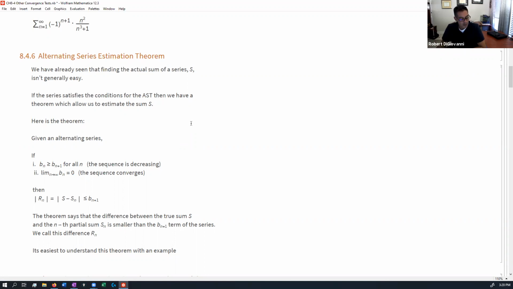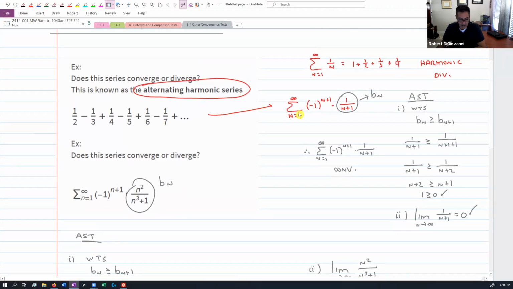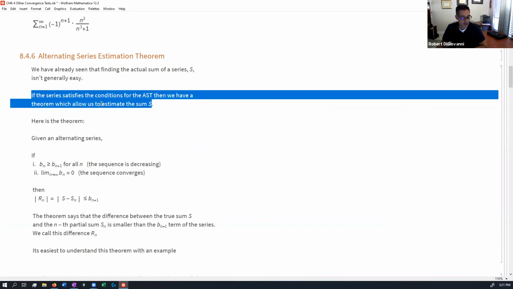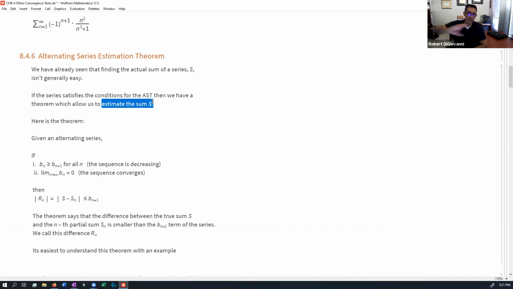The theorem just says that if we have a series and it satisfies the conditions of the alternating series test, like the 2 examples we just did, these both satisfy the conditions for the alternating series test. That means they both converge. This says if we do have that they satisfy the theorem, then we can estimate the sum. We can actually estimate what the sum of the whole thing is. Now, it's still not the exact sum, but it's an estimation, and we can estimate it as closely as we ever need to.